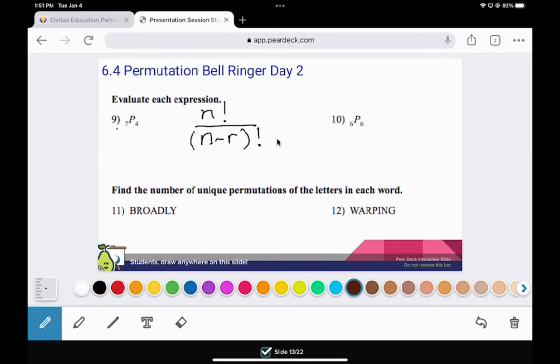And the first value, 7, is n, and the second value is r. Okay, so what we need to do is just plug it into the function. So this would be 7 factorial over n minus r, which is 7 minus 4, and then factorial. A lot of you, when you do this, you miss the factorial. That's the problem, right? Make sure that you have that. Okay, thank you, Anika, sorry. So right now, this is going to be 7 factorial over 3 factorial.